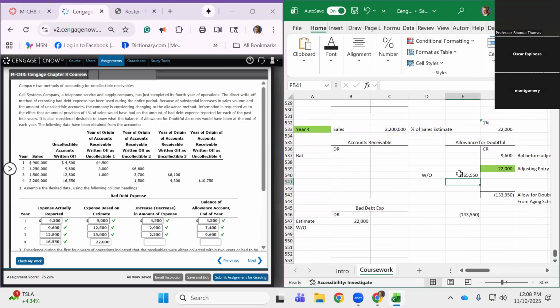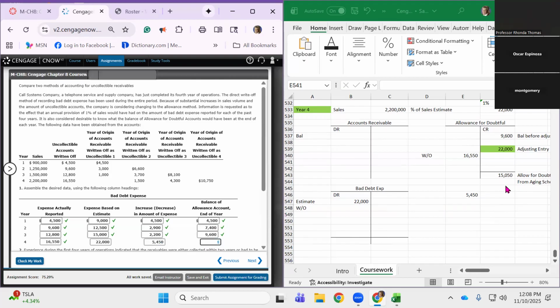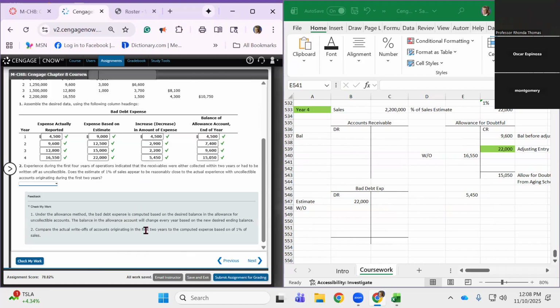So 16,550. All right, so the difference between what they wrote off and the estimate is $5,450, and the new balance in the allowance is $15,050. Woo, that was even tough. That was tough. All right, last question.